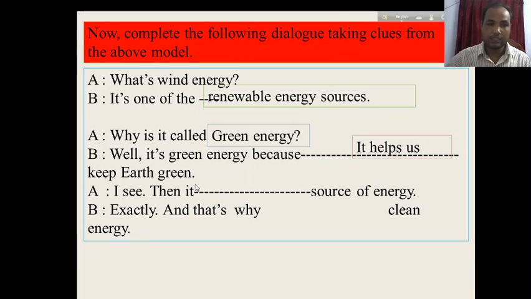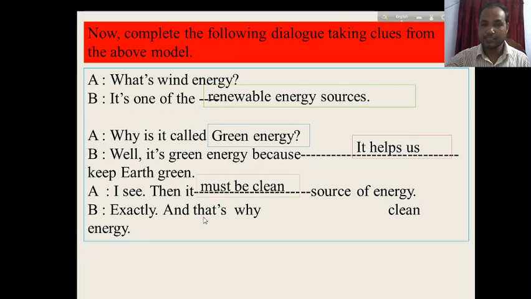And last one, I see. Then it dash source of energy. Write the correct answer. Okay. Let's see. Then it must be clean source of energy.